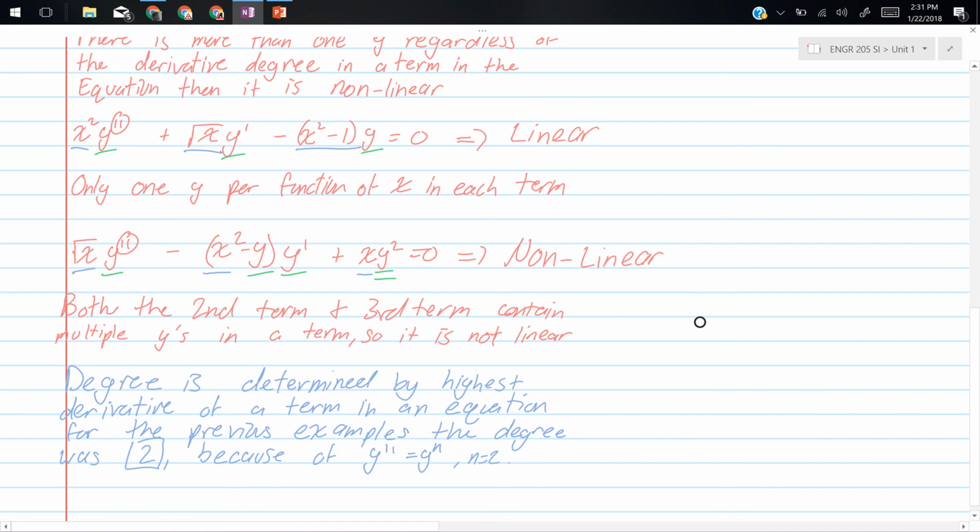I really hope you understand this. Again, it's just understanding what you need to look for in each term and identifying it as linear, nonlinear, and degree. Please comment below if you have any questions.